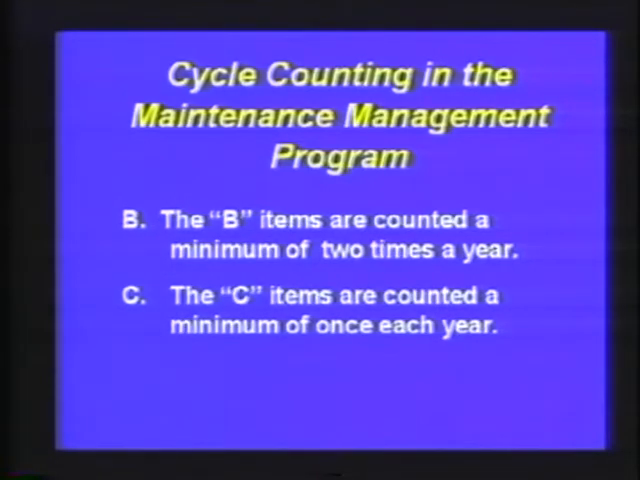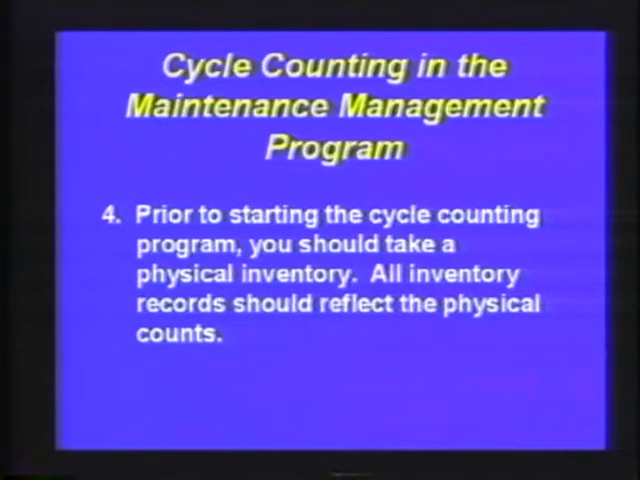So if you turn now to page 17A, I want to continue in our cycle counting procedure. Step number 4 is prior to starting the cycle counting program, you should take a physical inventory. All inventory records should reflect the physical counts. Now, this means that the physical should be done by qualified people in the maintenance department, preferably those that are in the storeroom and may be supported by inventory management and purchasing management personnel.